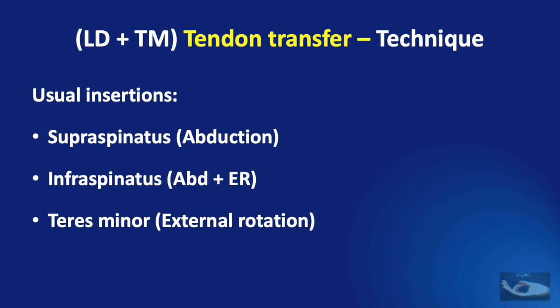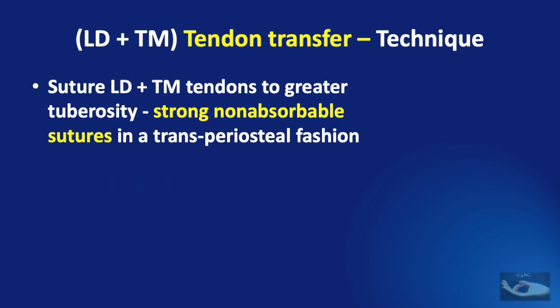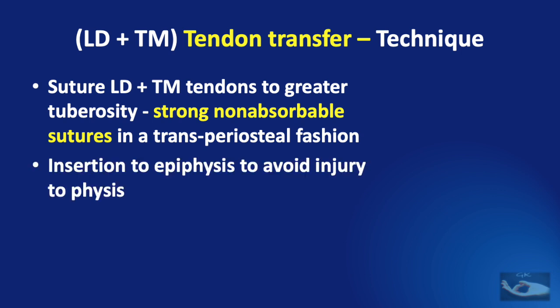The latissimus dorsi and teres major may be very closely adherent to each other, in which case a conjoined tendon transfer is done. If they are separated, they can be given to 2 different insertions according to what we have discussed. The suturing of the tendons to the greater tuberosity must be done with strong non-absorbable sutures in a trans-periosteal fashion, and this suturing must be done to the epiphyseal region to avoid injury to the physis.